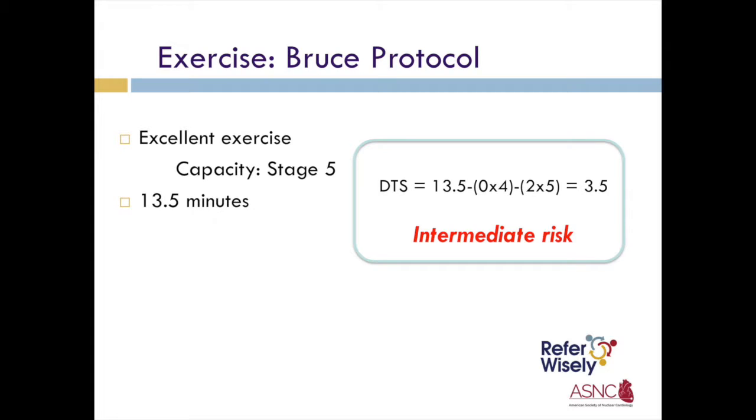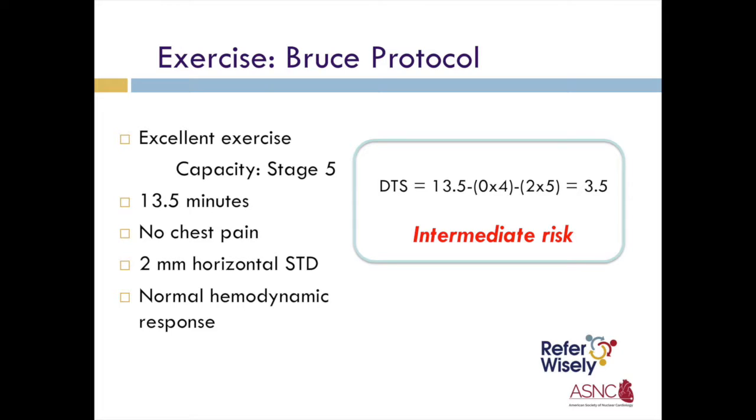And here I give a calculation showing that the patient exercised for 13.5 minutes, that they did not have chest pain, which is a 0, and that they had 2 millimeters ST depressions. And when you calculate it together, it reaches a Duke Treadmill score of 3.5, which puts the patient at intermediate risk.